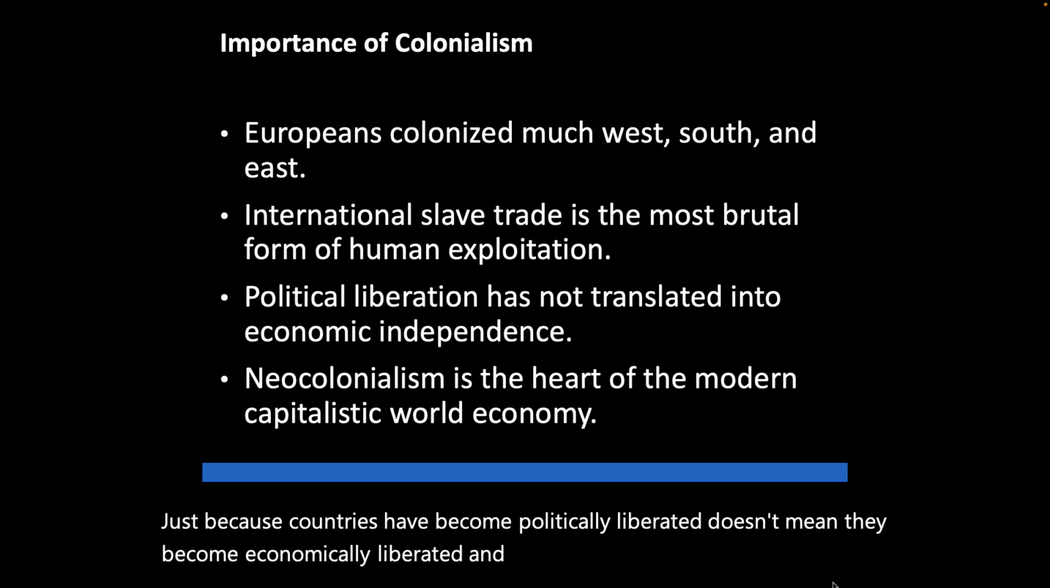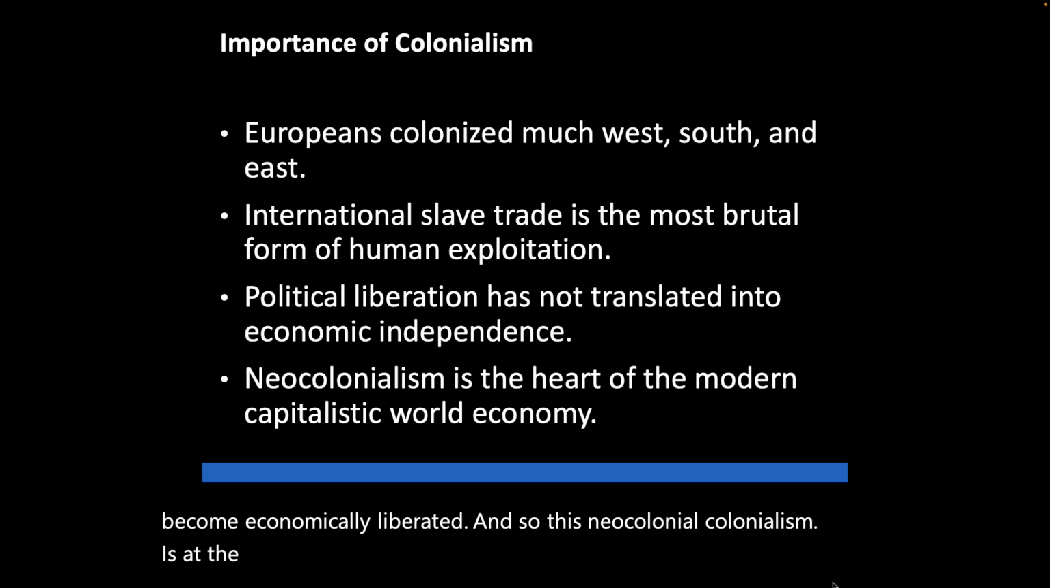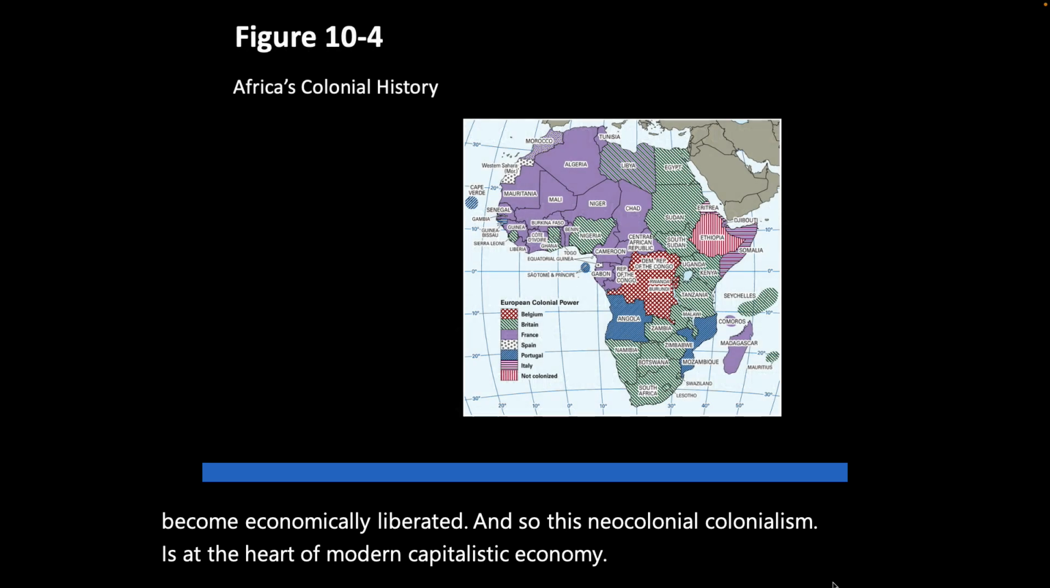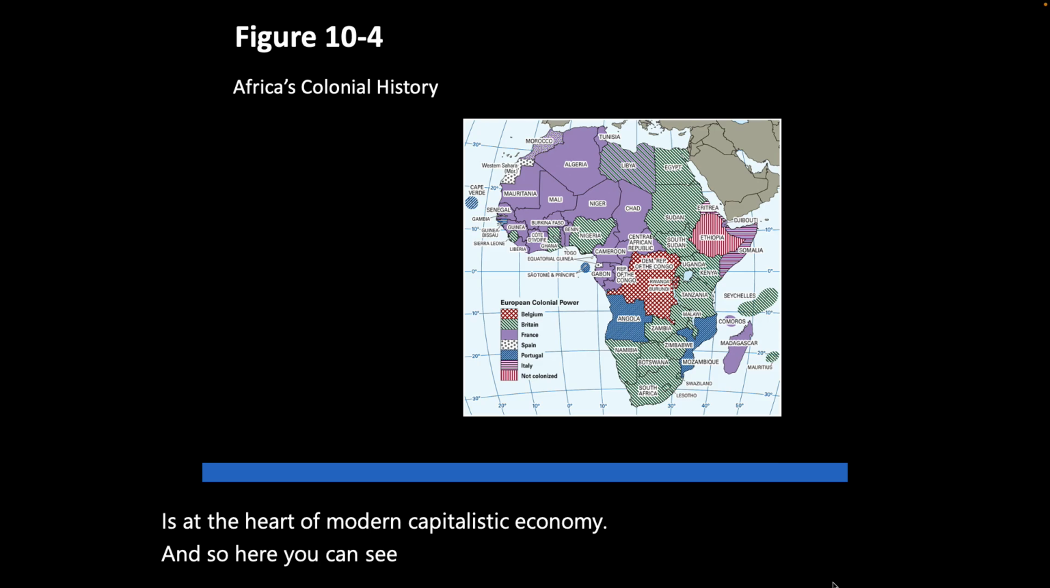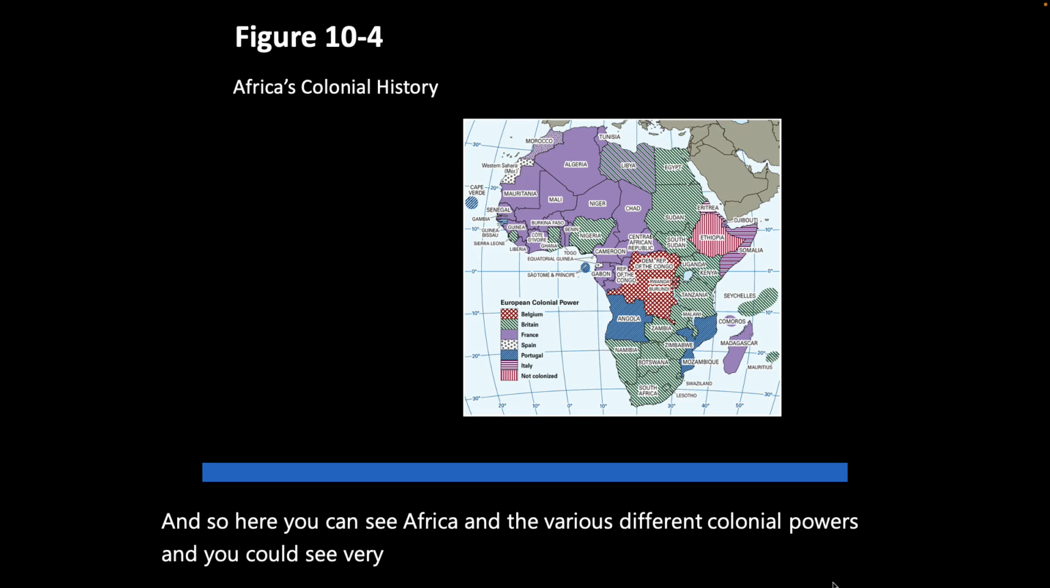And so this colonialism is at the heart of the modern capitalistic economy. And so here you can see Africa and the various colonial powers. And you can see very little was not colonized, right? So basically, Ethiopia. That's it.